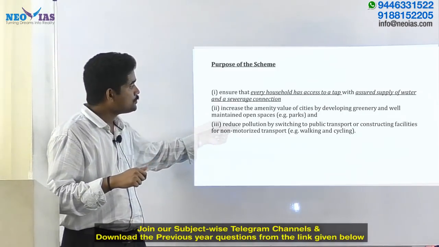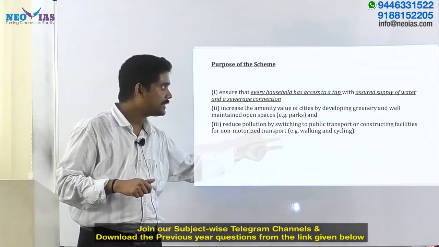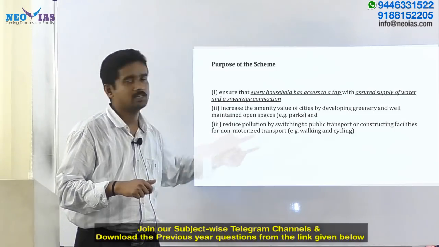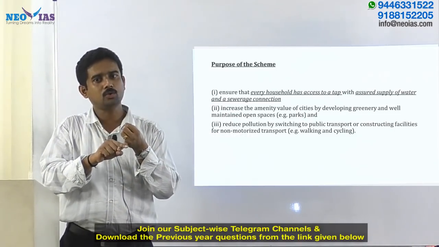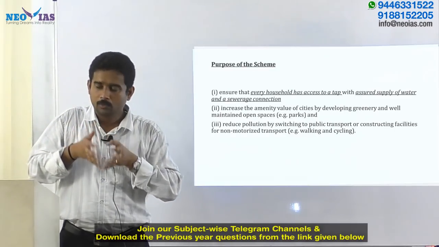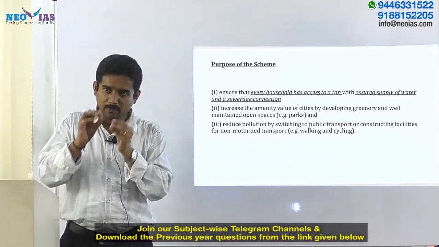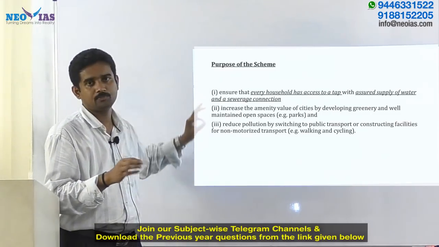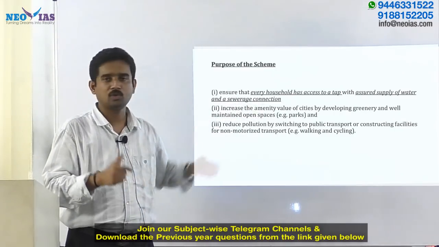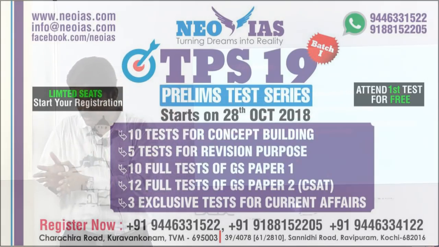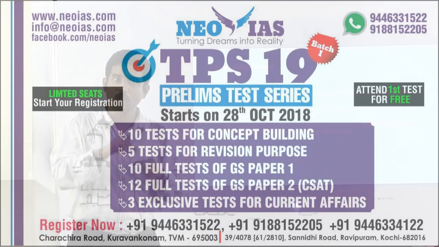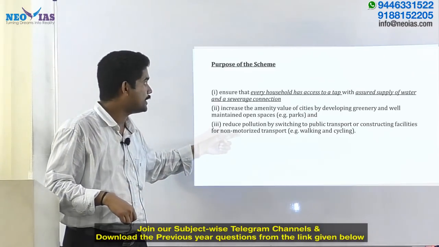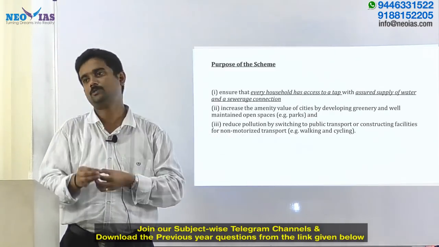Then, reduce pollution by switching to public transport or constructing facilities for non-motorized transport. So switching to public transport or taking up alternative travel mechanisms which may not cause pollution is again one of the purposes of the Amrut scheme. So three purposes. One is every household should have access to tap as well as sewage. Second is maintenance of open spaces in cities. And third is to reduce pollution by switching to public transport.